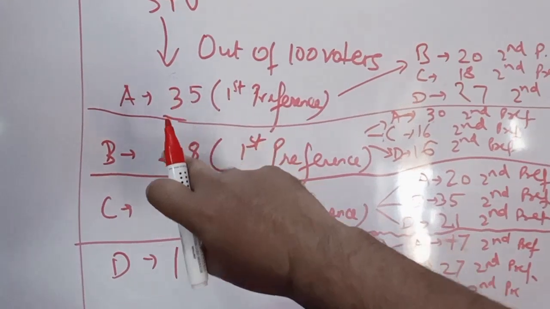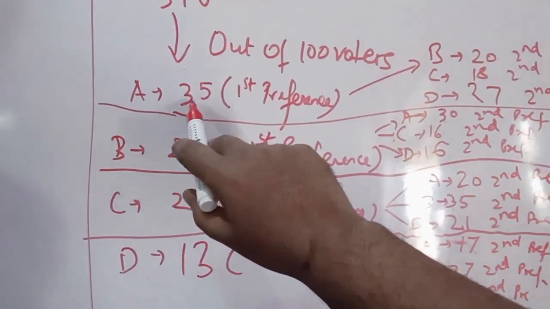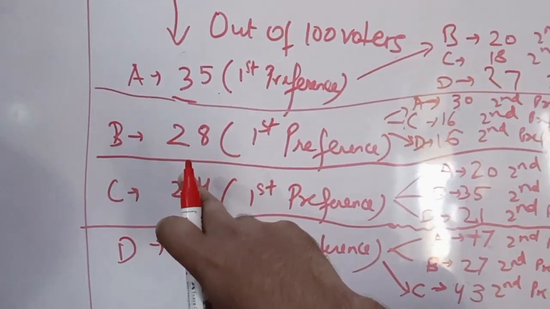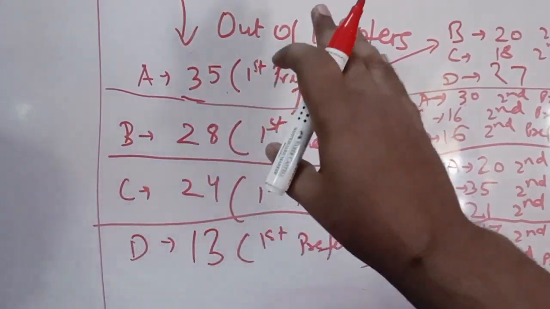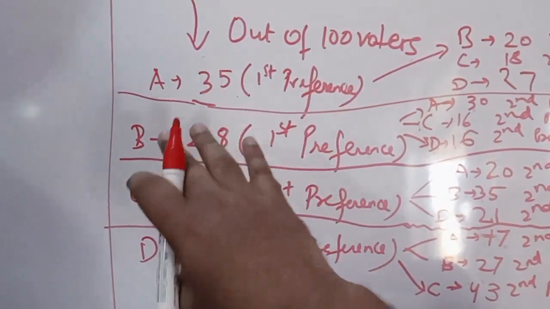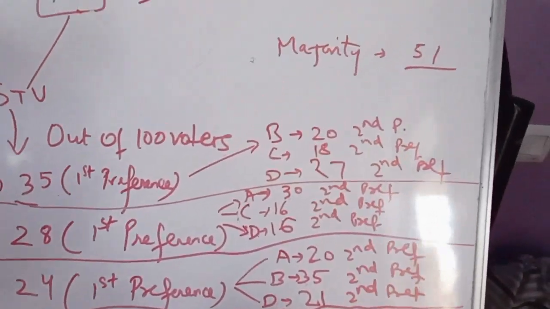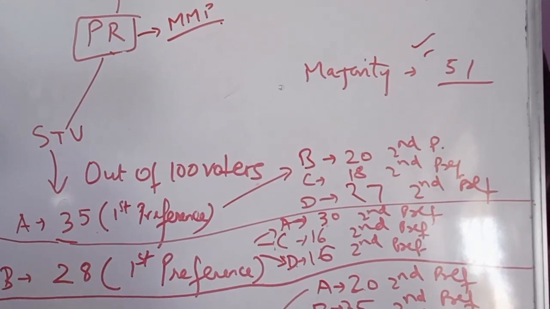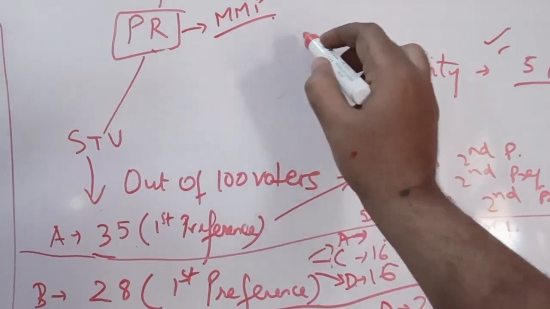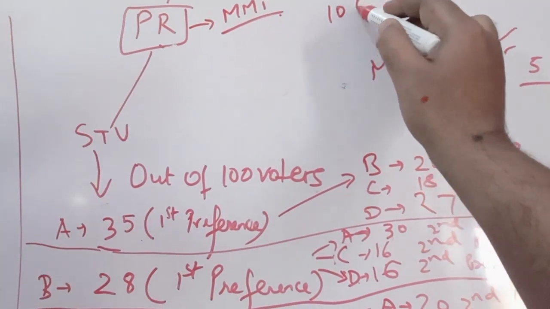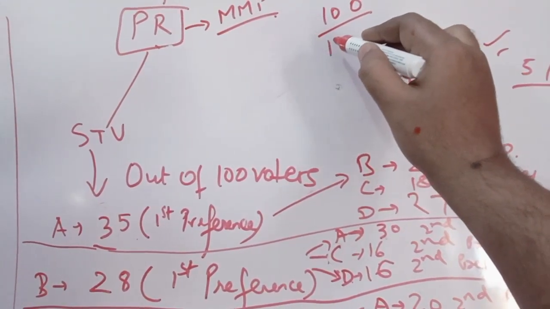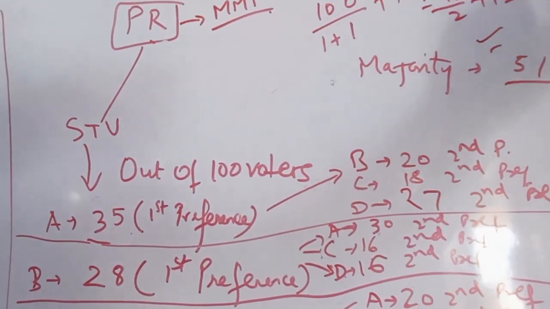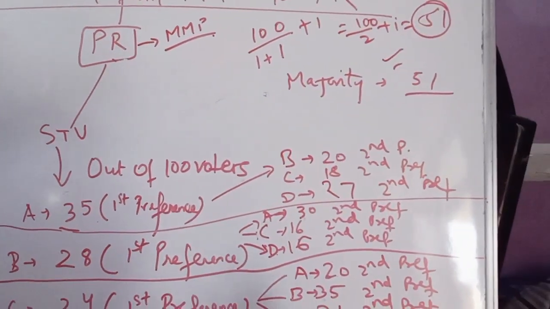Here, as you can see, candidate A has got 35 first preferences, B has 28, C 24, D 13. The voters who have marked A as first preference are 35. To be declared the winner, the majority needed is 51. The quota is calculated as total number of voters, which is 100, divided by number of candidates to be elected plus 1, plus 1. So it is 100 divided by 2, plus 1, which is 51. So 51 first preferences have to be secured.